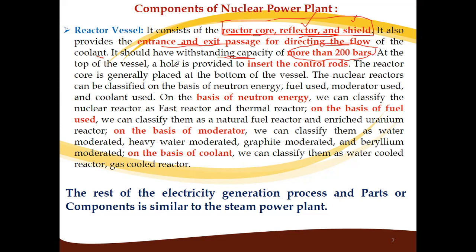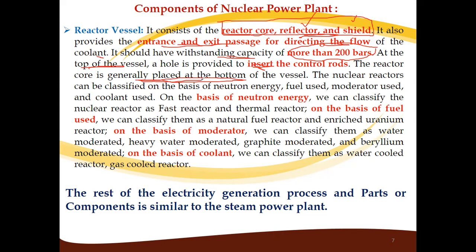Now at the top of the vessel, a hole is provided to insert the control rod. I will give the image again of that reactor vessel, so we can see the hole and all that: reactor core, reflector, shield, then we have control rods and all that. The reactor core is generally placed at the bottom of the vessel.